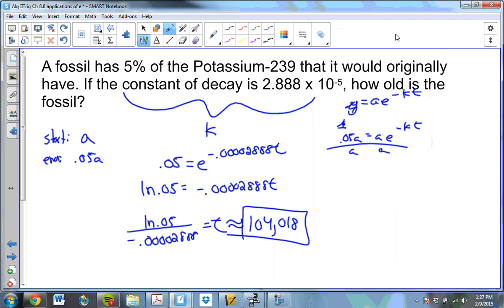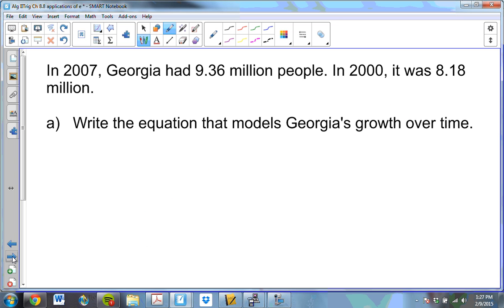Carbon dating, or in this case potassium dating, but radioactive decay, radioactive dating is pretty crazy. This can also work for populations. I'm still just going to use y equals a e to the positive kt, because this time we're growing. In 2007, Georgia had a 9.36 million population. In 2000, it was 8.18 million. So in 7 years, it went up over a million, 1.2 million just about.